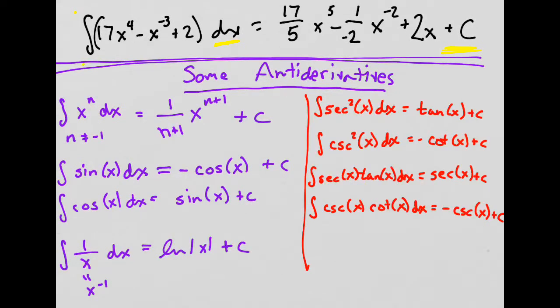And then just in general, here are the rest of the reversing the trig derivatives. Remember, the derivative of tangent is secant squared, so the antiderivative of secant squared is tangent. The derivative of cotangent of x is negative cosecant squared, so the antiderivative of cosecant squared of x is negative cotangent x, and so on. If you notice, we have not told you what the antiderivative of tangent is, or cotangent, or secant, or cosecant.